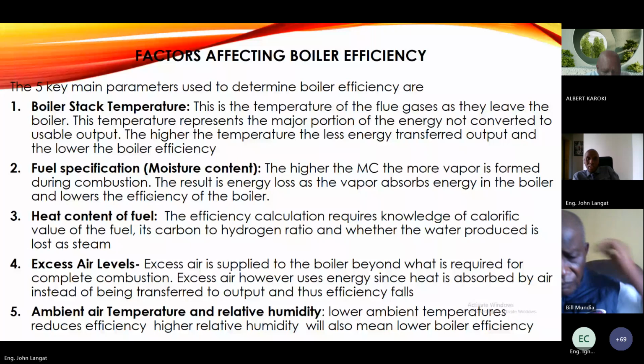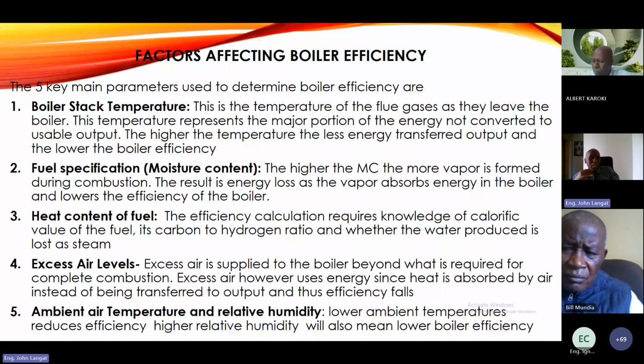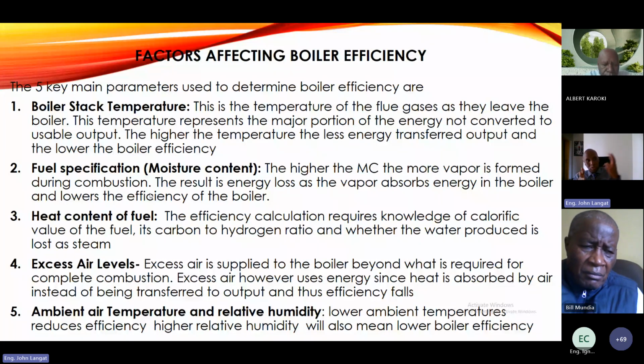So you see, the higher the moisture content, the more vapor is formed during combustion. The result is energy lost, as the vapor absorbs energy in the boiler and lowers the efficiency of the boiler. It's as basic as that. Then you need to mention the heat content of the fuel. I guess it's related to the above. There's a table there that shows the various calorific values of each and every fuel. We've talked about wood, coal, peat, gas, all those.